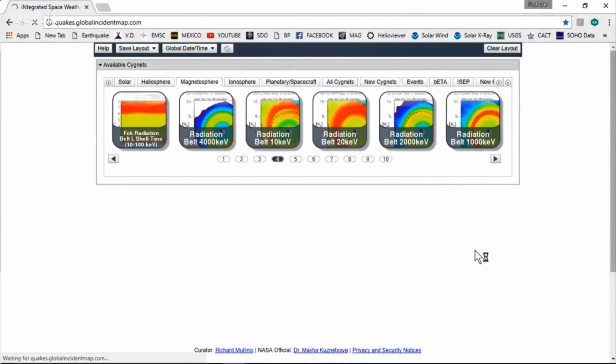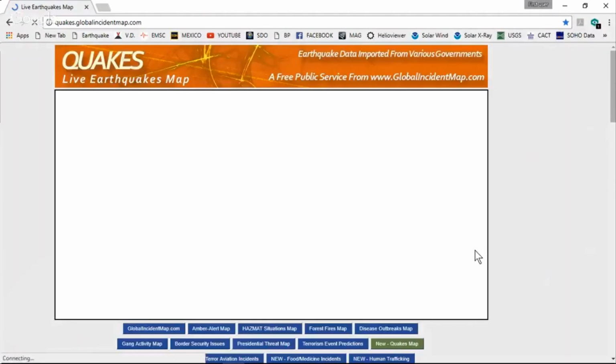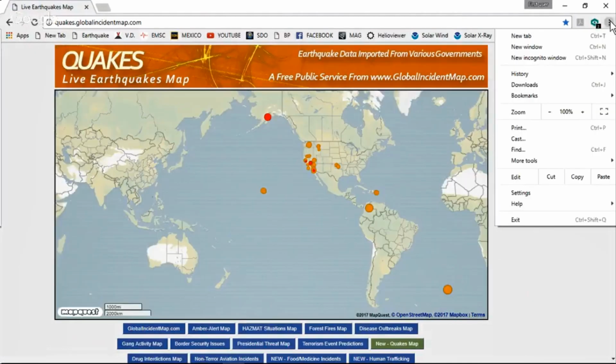We could take a quick look at some earthquake data. I haven't had a chance to take a look at much, folks. They had my computer down probably about 10 hours.